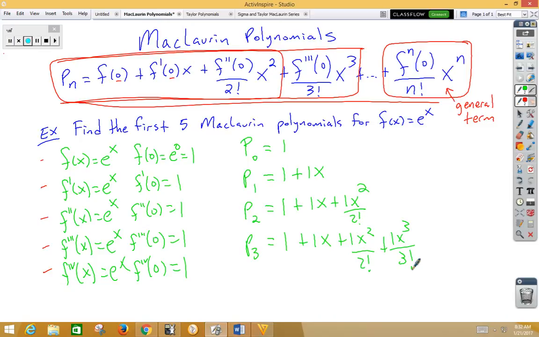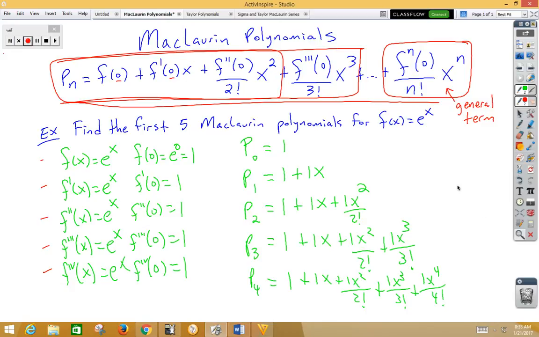And then lastly, we would have our fourth degree Taylor polynomial, 1 plus 1x plus 1x squared over 2 factorial plus 1x cubed over 3 factorial plus 1x to the 4th over 4 factorial. So that would give us our first 5 Maclaurin polynomials for e to the x.